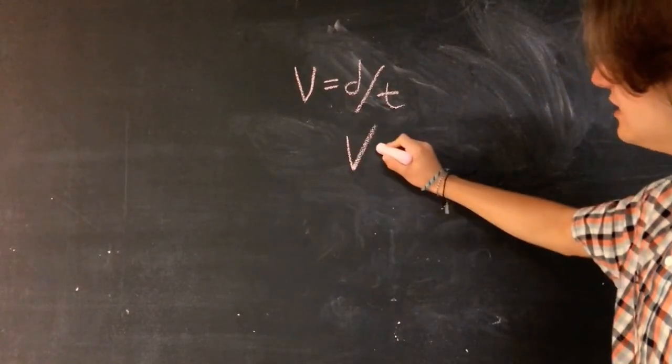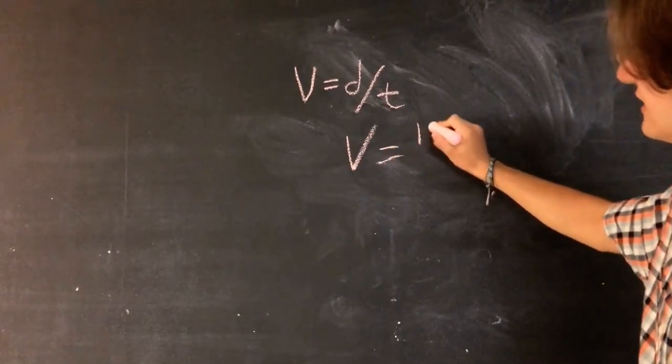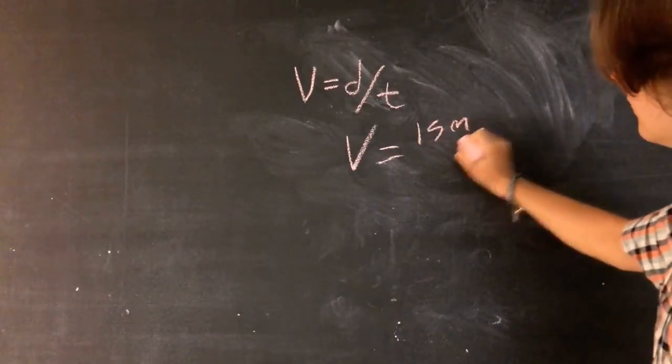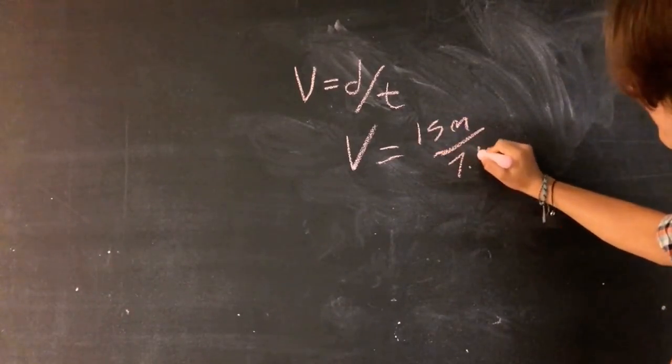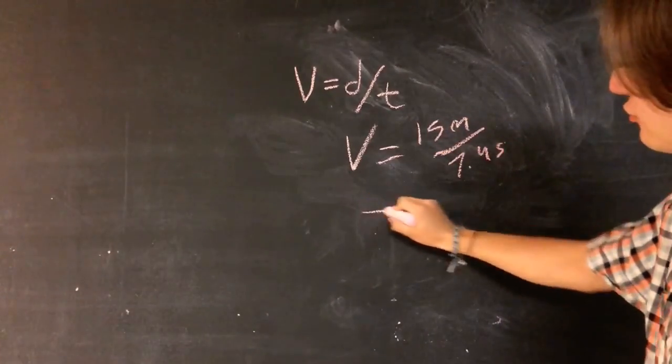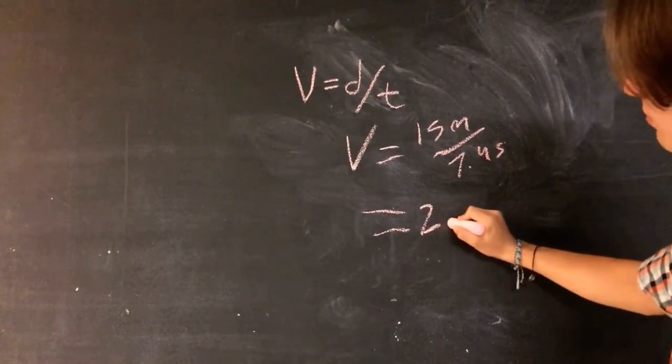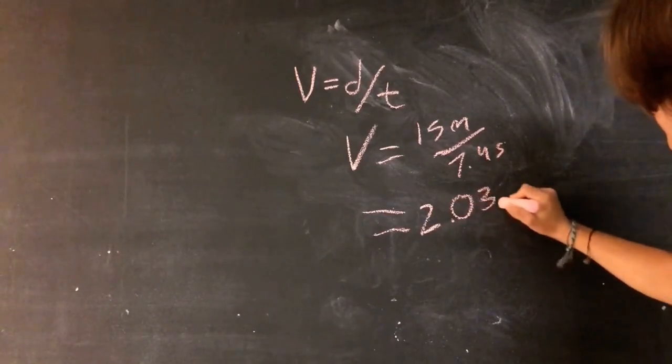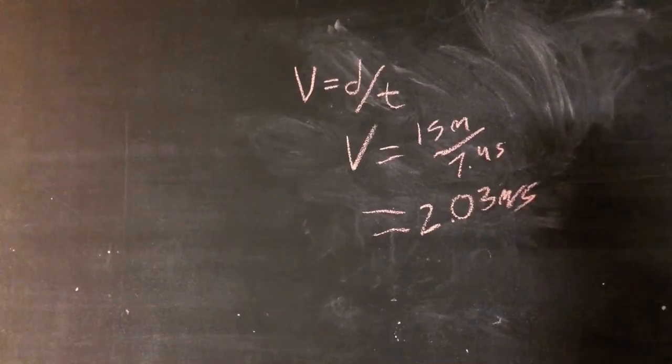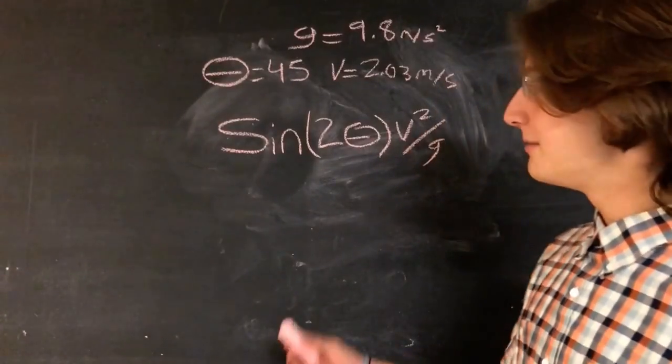So now we're going to solve for velocity. Velocity equals the distance divided by time. Our distance of 15 meters divided by our time of 7.4 seconds will give us a grand total of 2.03 meters per second.